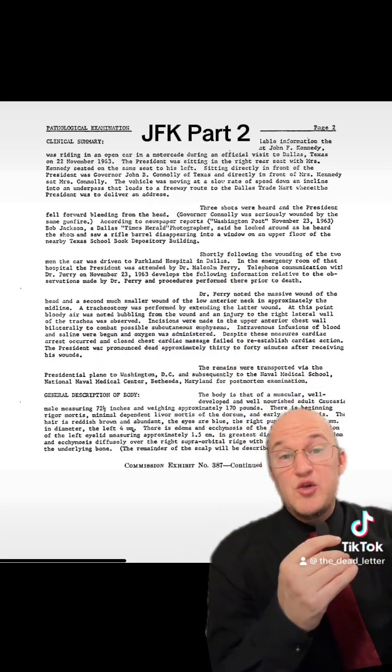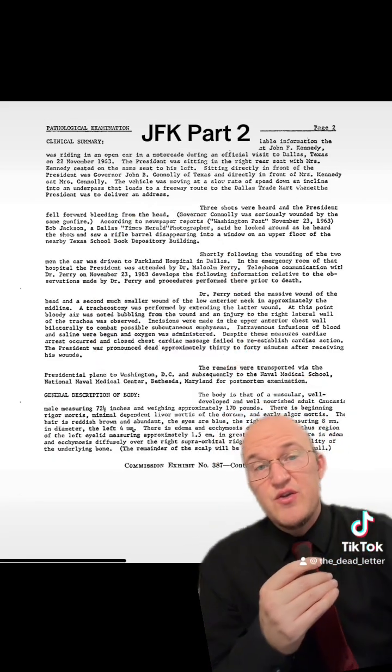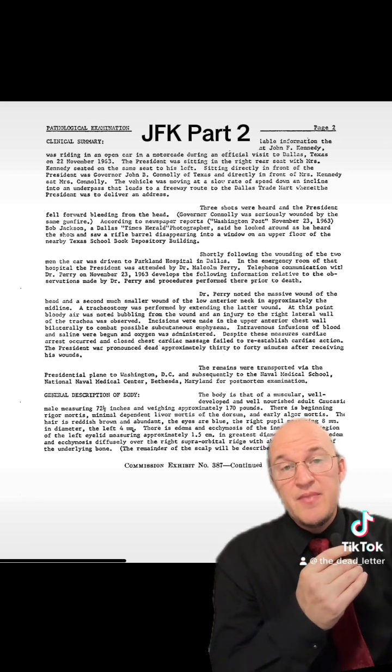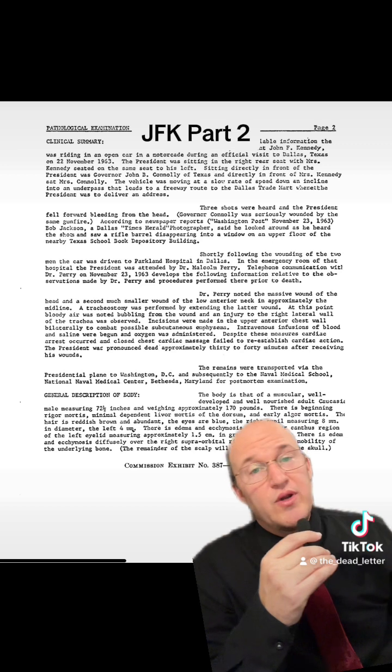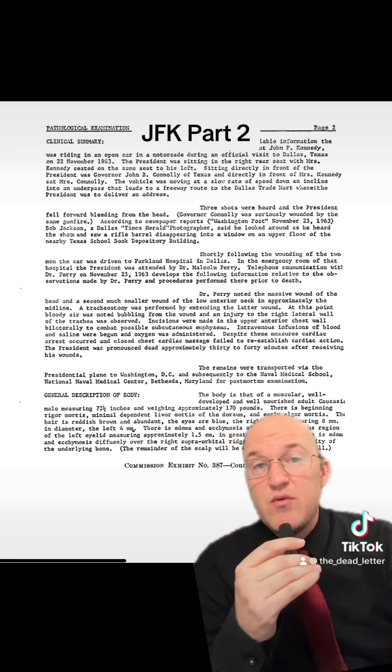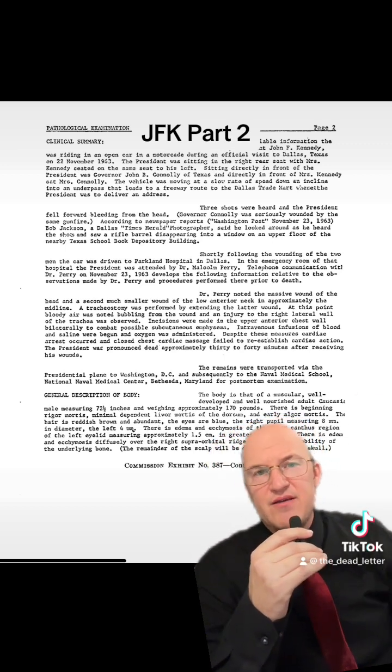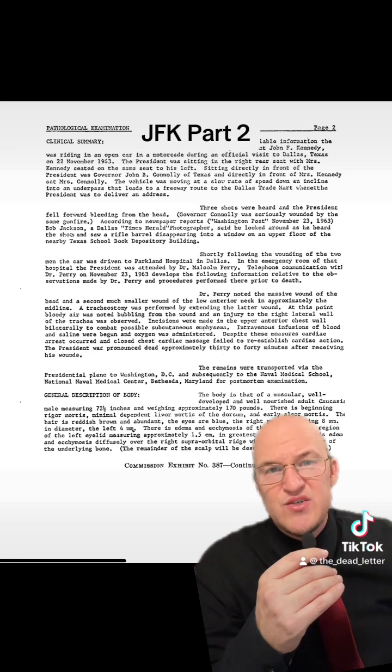If you are interested in following along, you can go to archives.gov, type in JFK Autopsy report, and it should come up as a PDF. Now, I realize you probably can't read this on your phone unless you have excellent vision. Congrats to you if you do. But I have the autopsy report here with me, and I am going to be reading this word for word and then kind of editorializing when necessary.